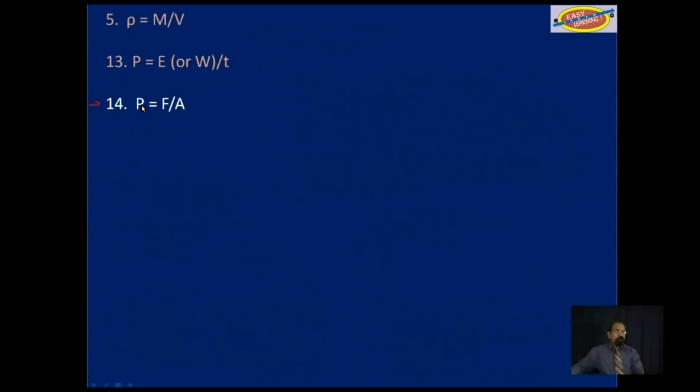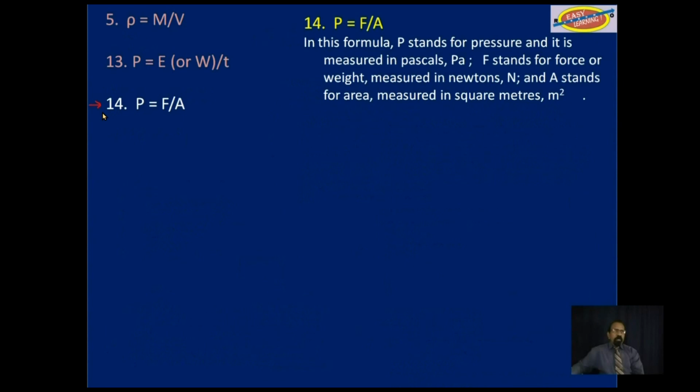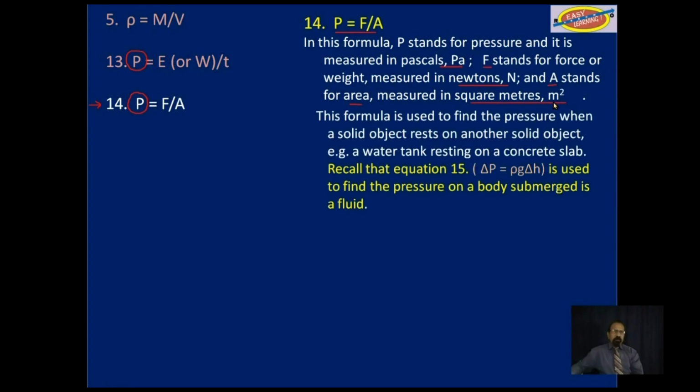Now we turn to Formula 14. P is equal to F over A. Now that P up there in Formula 13 was power. This P here in Formula 14 is pressure, and it is measured in pascals. F stands for force or weight measured in newtons, and A stands for area measured in square meters. Now this formula is used to measure pressure when a solid object rests on another solid object. Example, a water tank resting on a concrete slab.